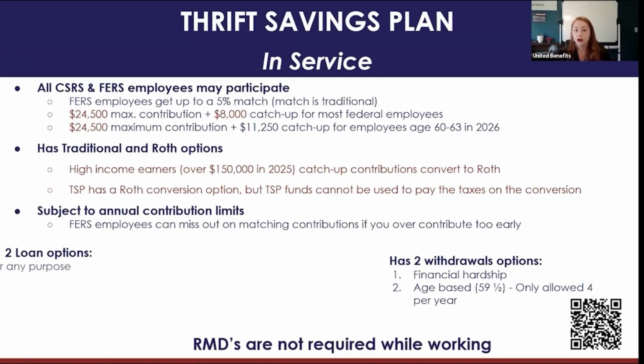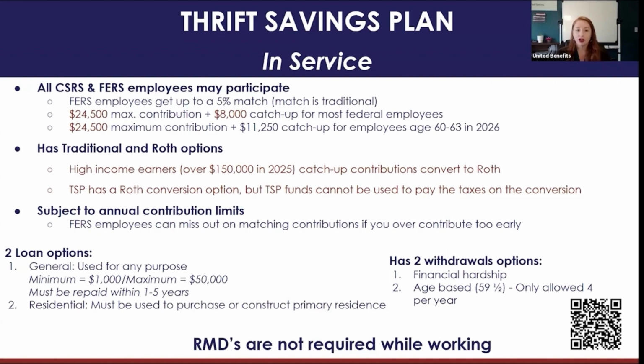You do have 2 loan options available. You've got the general loan, which can be used for any purpose. There is a minimum and maximum amount for that, and it must be repaid within 1 to 5 years. And then you have a residential loan, which must be used to purchase or construct a primary residence. You've got a minimum and maximum there, and again, it must be paid within a certain time frame, but it's a little bit more. It's 1 to 15 years because generally those are more than your general loans.